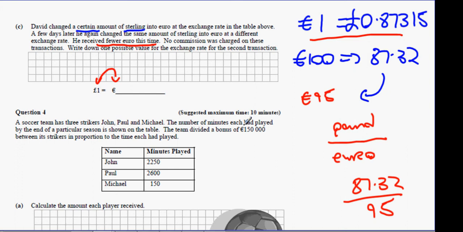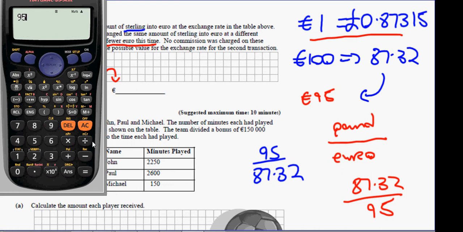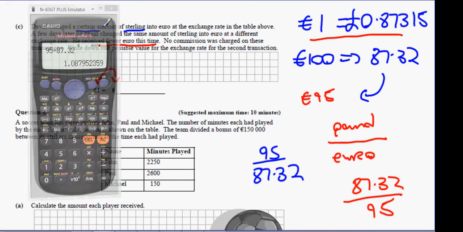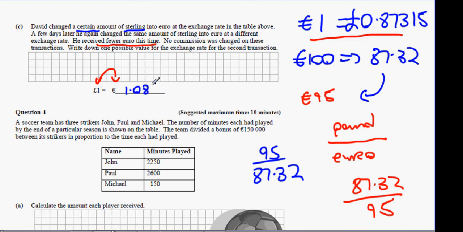Turn it upside down. So if I want the proper answer, it's going to be 95 divided by 87.32. And what do we get? The answer will be one sterling is equal to €1.088. Okay? So that's our answer. That'd be an acceptable answer. Is that alright? Just replicate in real life what the question is telling you, and then you'll find out you're right. Now, moving on.